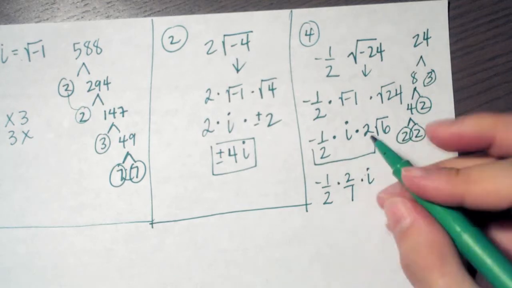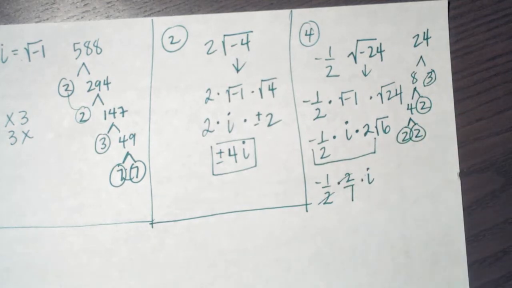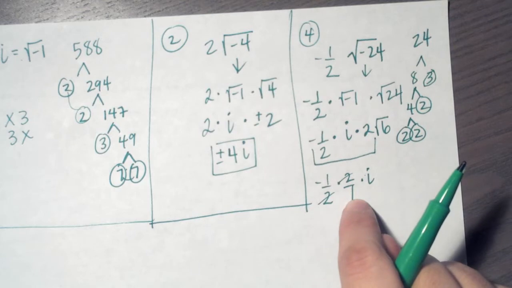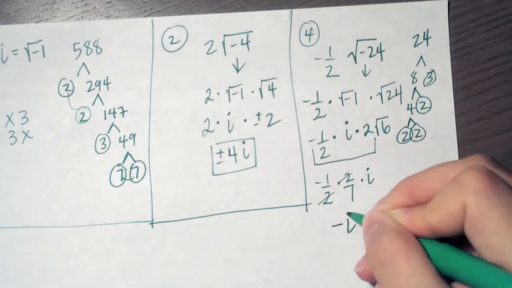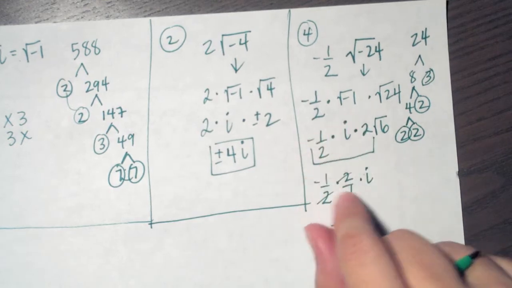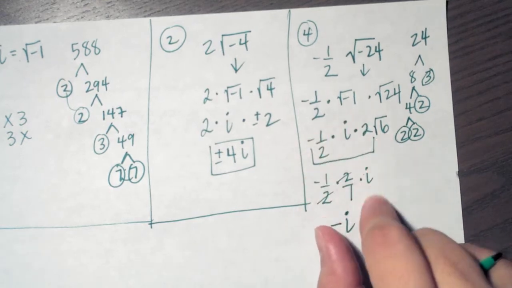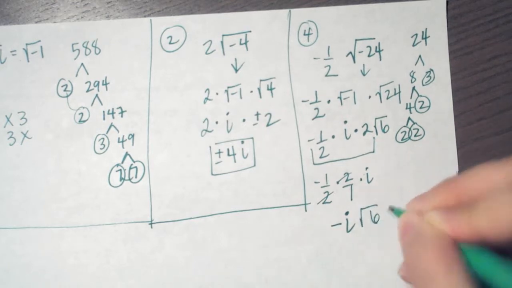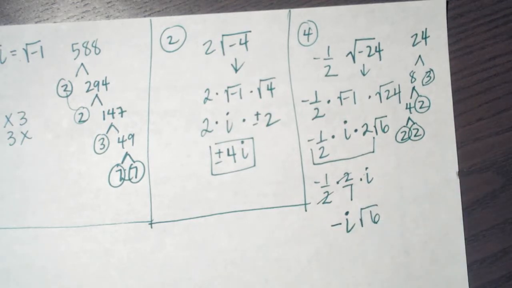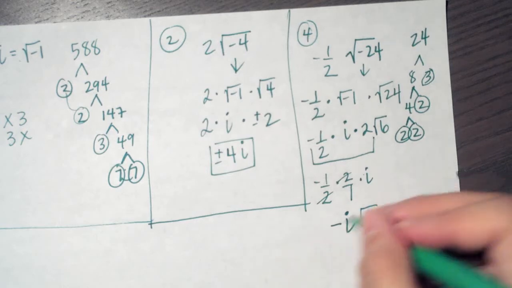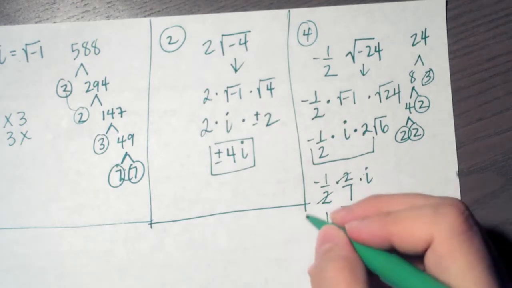I'm going to rearrange it. Your 2's cancel. So you get negative 1 divided by 1, which is just negative 1. So your answer is going to be negative i. This whole part on the outside is simplified to just be negative i. And this guy right here is going to drop down, so I have the square root of 6. That is my answer.